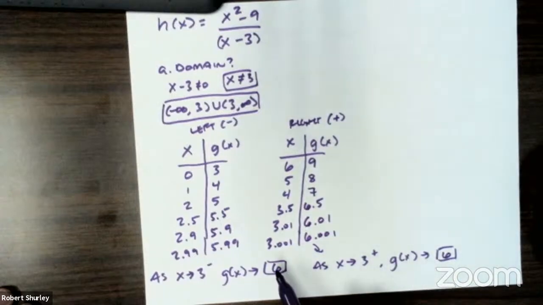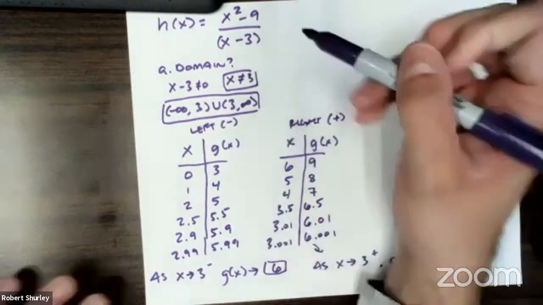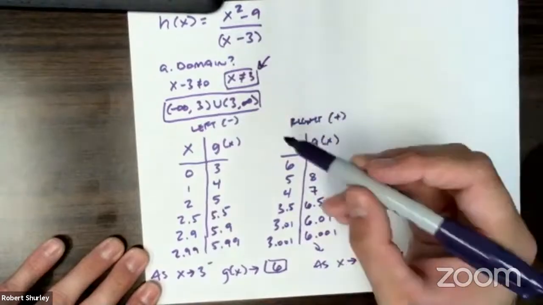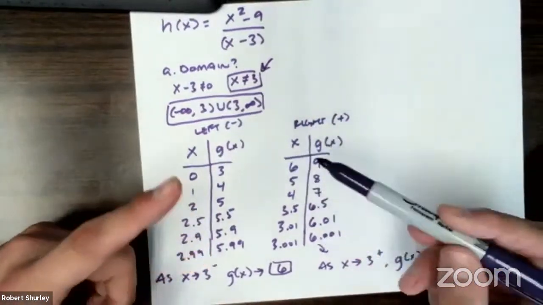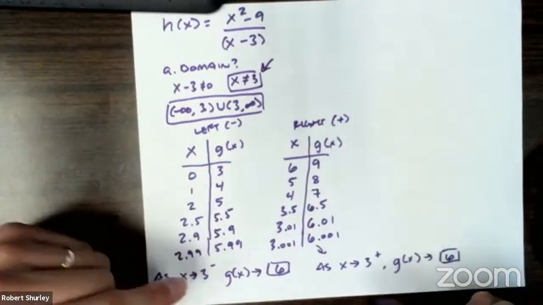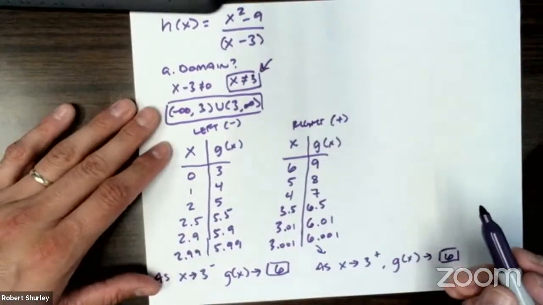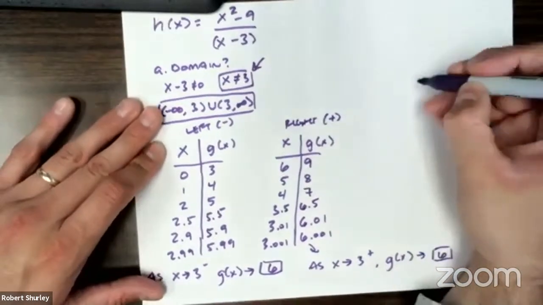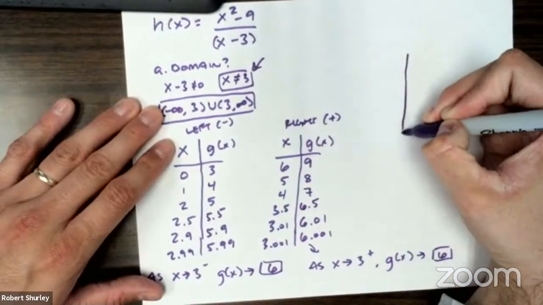Now, when this happens, so when our restriction causes a convergence instead of a divergence. Divergence means vertical asymptote. Convergence means we have a hole, okay? We're going to have a hole going on. So let's actually graph this.